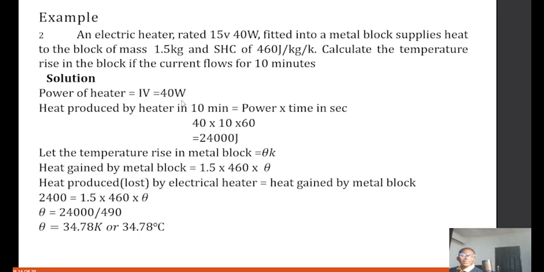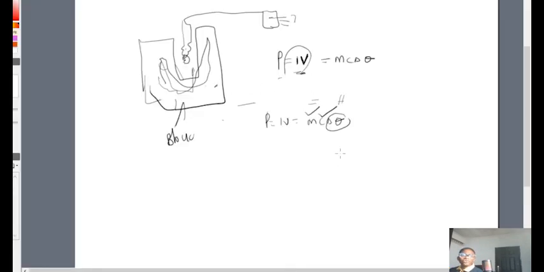Power is in watts, so we have 40. And in how many minutes? They told us 10 minutes, so we have to change it to seconds. Our power is 40. How many minutes did it work for? It worked for 10 times 60 because we have to convert it to seconds. And we got our heat as 24,000 joules.